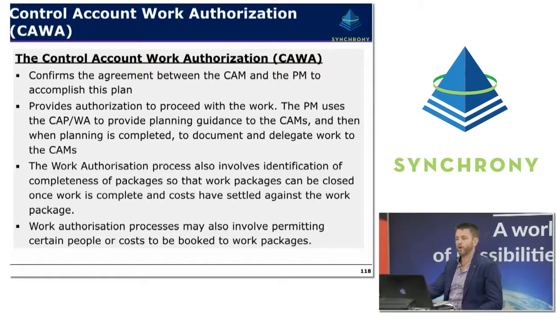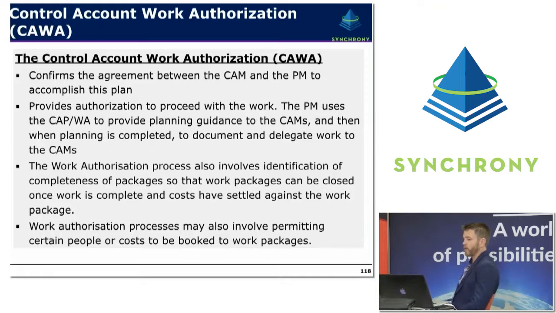A control account work authorization basically confirms that agreement between the control account manager or project engineer and the project manager to accomplish that plan. It provides the authorization to proceed with the work, and the project manager uses the control account plan or work authorization to provide planning guidance to the control account managers, and then when work is completed to document and delegate that work to control account managers.